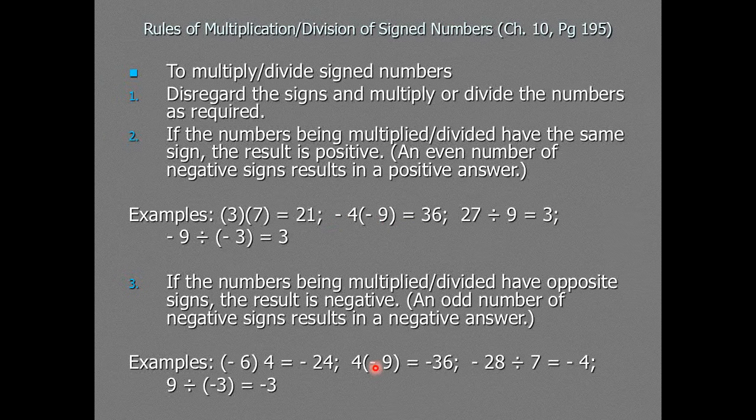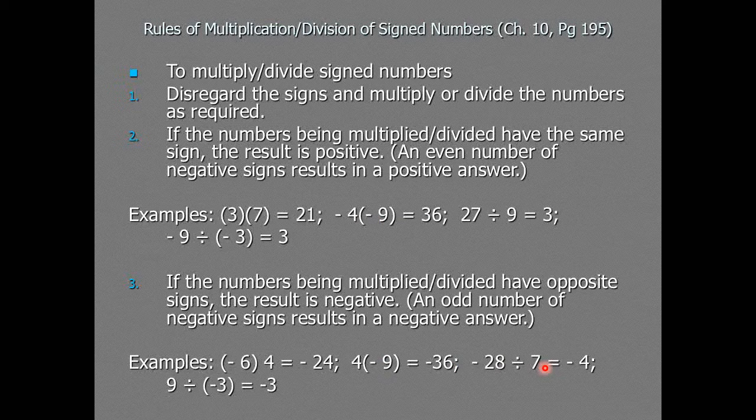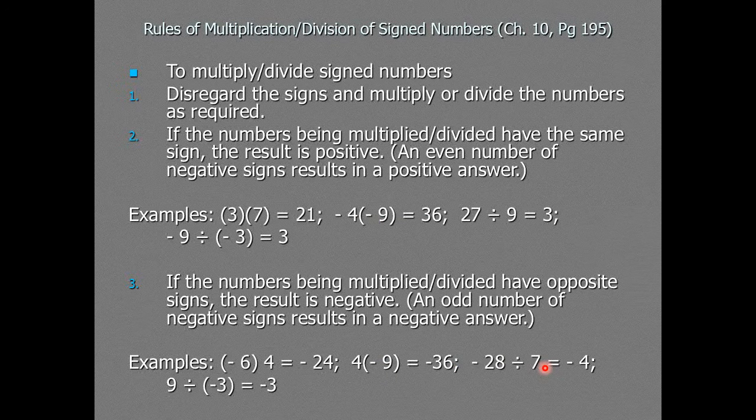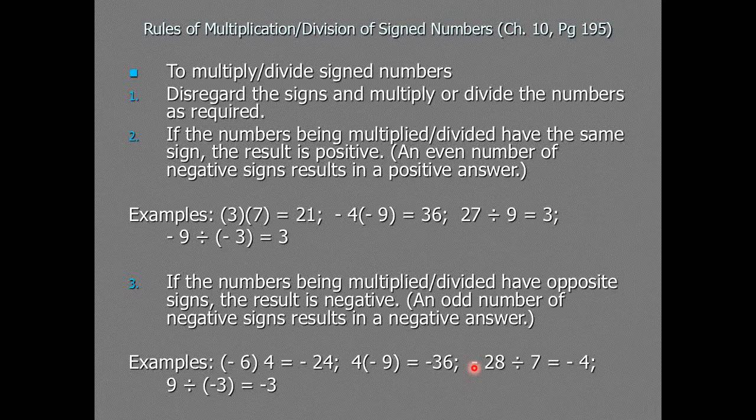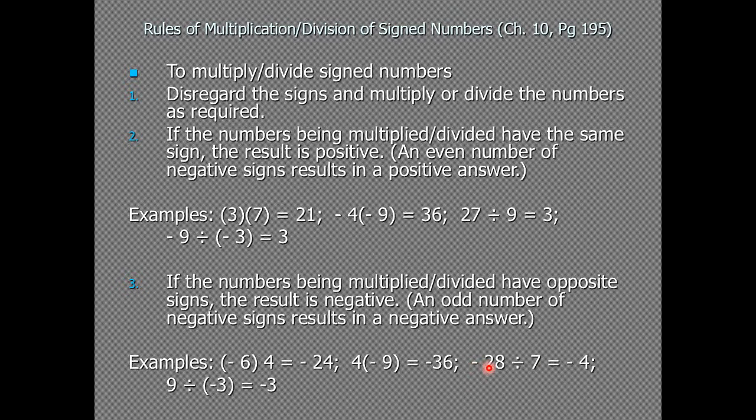Same is true for the division. Okay, negative 28, let's say, divided by 7. You do the division disregarding the signs, so you get 4. And then you look at how many negative signs you had. You actually had a single negative sign, which is actually odd, right? That means your answer will have a negative sign, right?